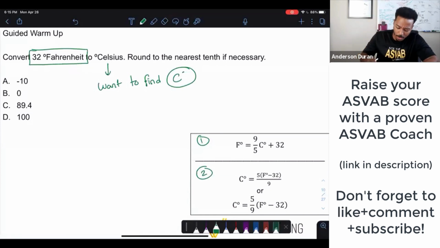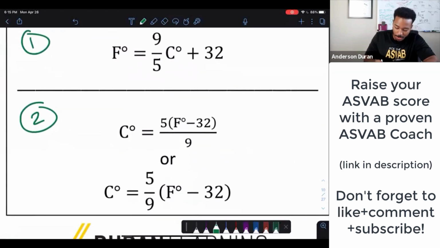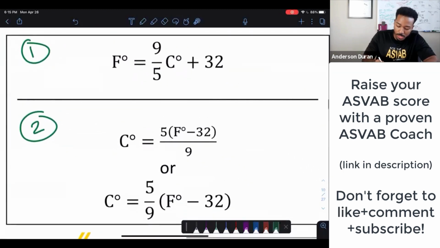If I take a look, let me go ahead and watch this. I got 32 degrees Fahrenheit. I want to convert to Celsius. If I take a look at my formulas, notice if I use formula number 1, watch this, everybody. If I have Fahrenheit and I plug it in right there, is that going to give me a lot of work to do? Moving the 32 over, multiplying by the 5, dividing by the 9. Is that going to give me a lot of work? Yeah, that's going to be a lot of unnecessary work.